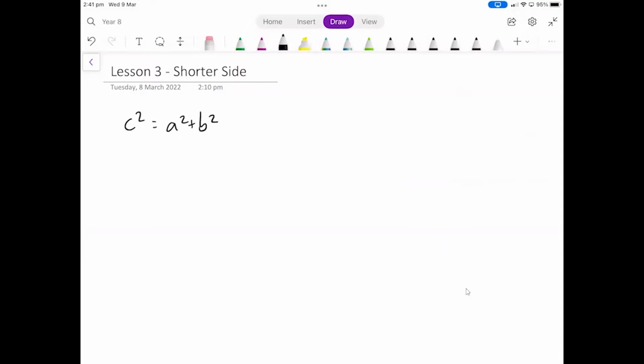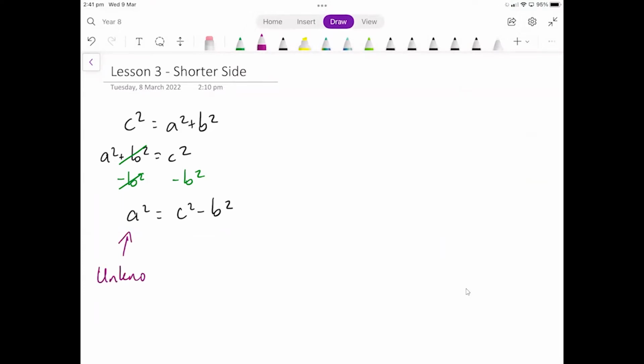So let's start with Pythagoras' theorem as we know it, c squared equals a squared plus b squared. This is great for finding the hypotenuse, but we want to find the shorter side. So let's write it the other way around. Let's put a squared plus b squared on the left hand side. And then let's remove the b squared. So to remove it, we do minus b squared on both sides. And finally, we make a squared the subject.